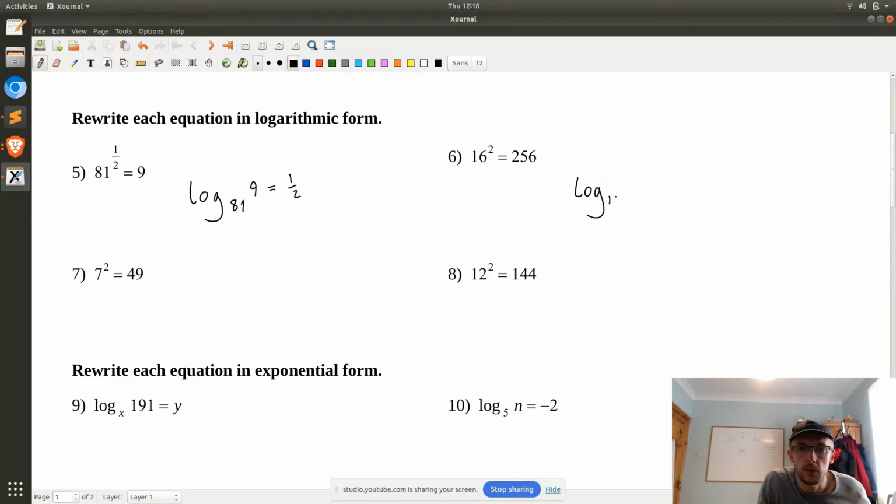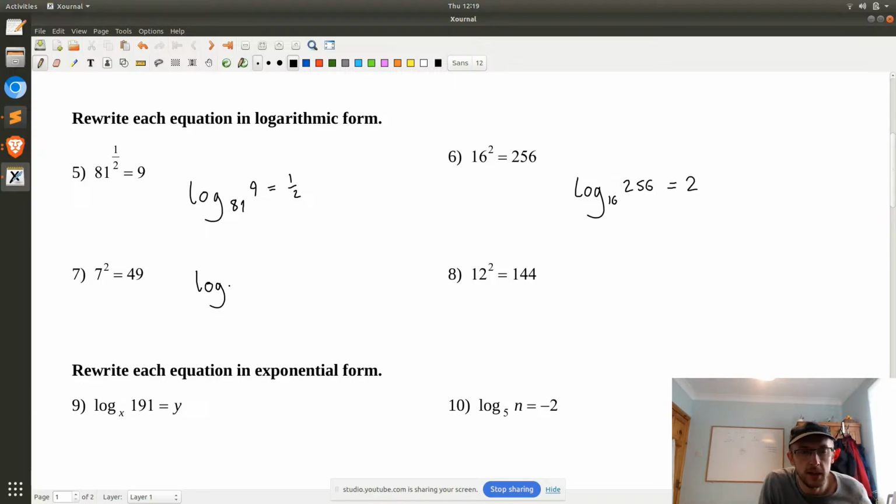So like here, just mindlessly swapping the 2 and the 256, I obtain this, and that's correct. But again, to what power must I raise 16 in order to get 256? The answer is 2. And you can put brackets around if you want, but they're optional when you have a single argument and there's no potential for ambiguity. But you must do brackets when there is potential for that.